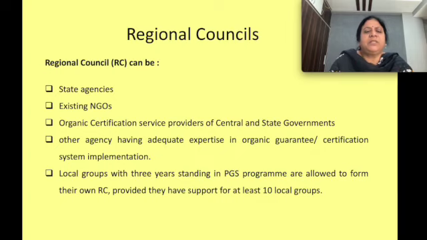The regional councils can be state agencies, existing NGOs, organic certification service providers of central and state governments, or other agencies having adequate expertise in organic guarantee certification system implementations. These will be regional councils. Local groups with 3 years standing in the PGS program are allowed to form their own RC, provided they have support of at least 10 local groups. If a local group has the support of other 10 local groups and is already in the certification system for 3 years, they are allowed to be an RC.